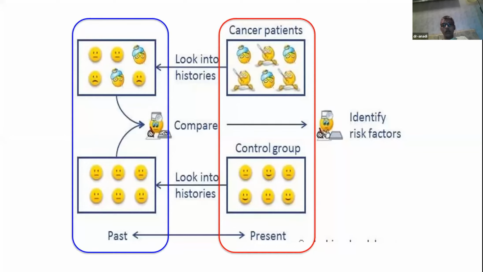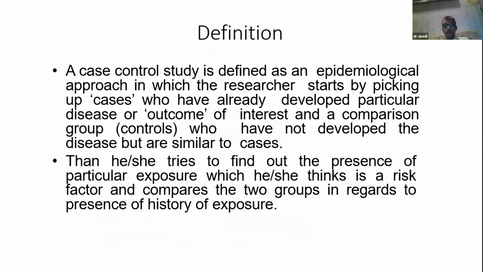In a similar way, look into their past history. Also, you can study the control group in their past. You take one or two important points, for example, the history of smoking in lung cancer. You identify smoking as a risk factor, and you compare cancer patients and control patients.